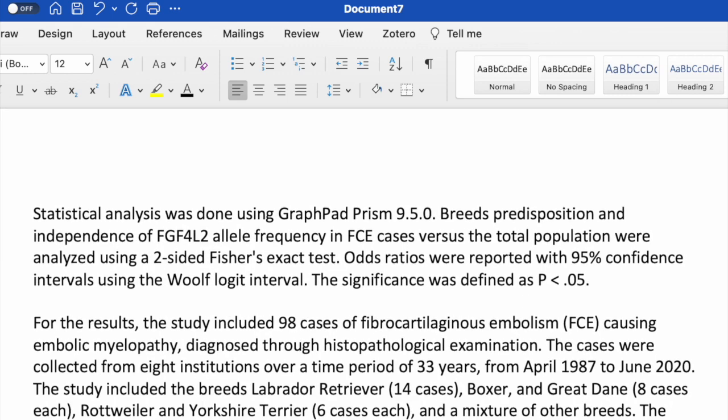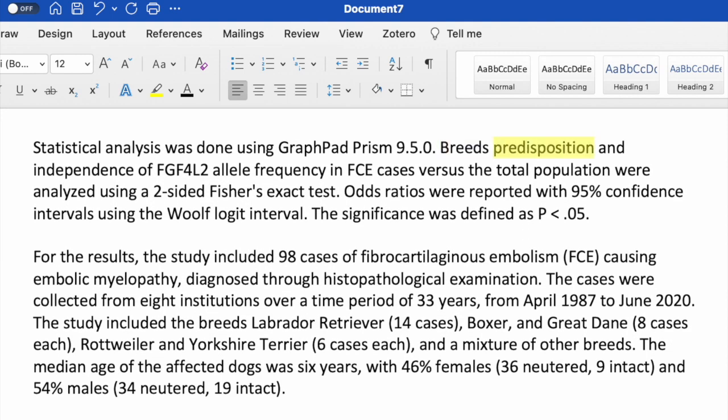Statistical analysis was done using GraphPad Prism 9.5.0. Breed predisposition and independence of FGF4L2 allele frequency in FCE cases versus the total population were analyzed using a two-sided Fisher's exact test. Odds ratios were reported with 95% confidence intervals using the Wolf-Logit interval. The significance was defined as p < 0.05.